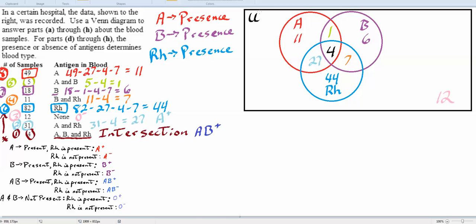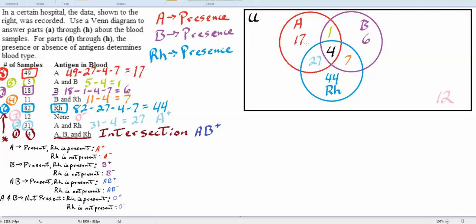And so going ahead and determining how many A positive patients we have. So 49 minus 27 minus 4 minus 7 will be equal to 17. And we'll go ahead and write that down here and also in this circle.